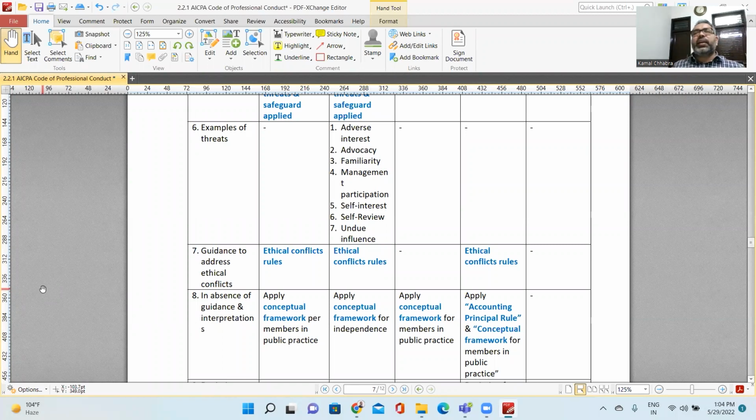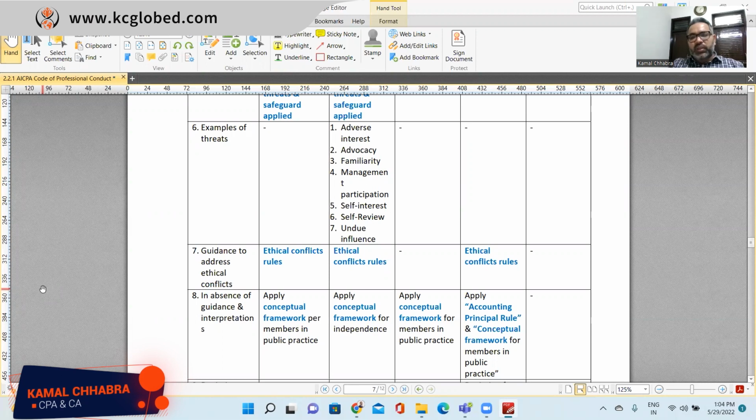So these are dedicated and specific to the independence rules, and all these 7 threats are very much important, and we'll be learning in detail about all these 7 threats also. And in your exam, you will definitely see 1 or 2 questions from these threats. So first one is the adverse interest.